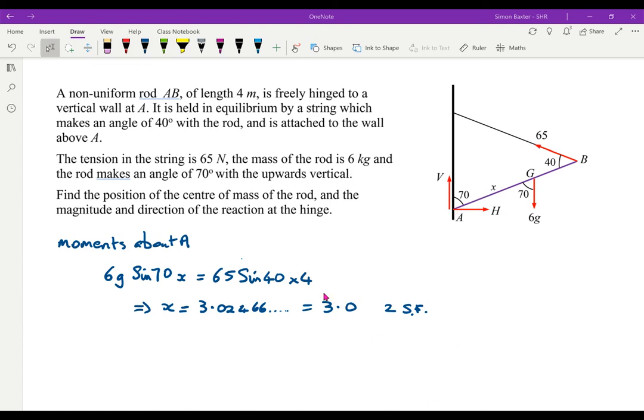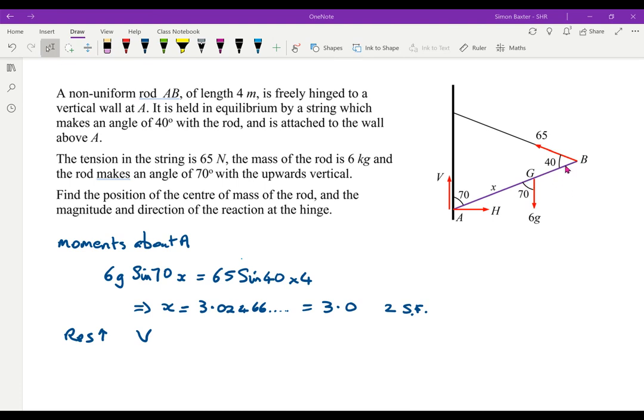We're also asked to find the magnitude and direction of the reaction. If I know both H and V, I can work out the magnitude, root H squared plus V squared, and I can work out the direction. So let's go about working out V and H. First of all, let's resolve vertically. Always tell the person reading it what you're doing. Vertically, I have V upwards also. Now I have a slightly more complicated problem.